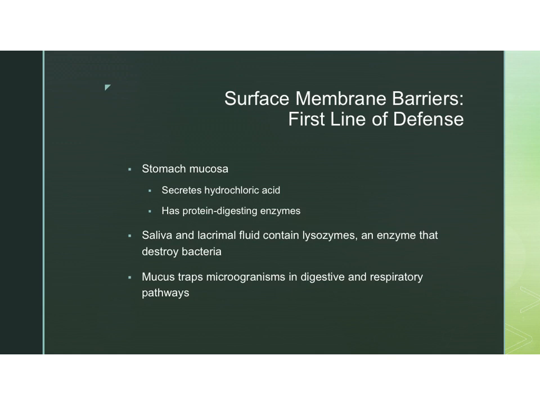You also have surface membranes like your stomach mucosa. That secretes hydrochloric acid, which is extremely acidic, like a pH of 1 or 2. And it has protein digesting enzymes, and so that is also able to break down unwanted things like some types of viruses. And then saliva and lacrimal fluid. Remember, your lacrimal gland is where the fluid on your eye comes from. So saliva is in your mouth, lacrimal fluid is on your eyes. They both contain lysozymes, and those are enzymes that destroy bacteria. And then you've got mucus in your airway and digestive system that can trap microorganisms before they can get to some place where they can cause an infection.